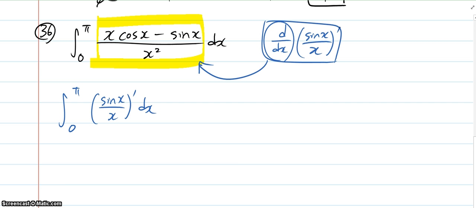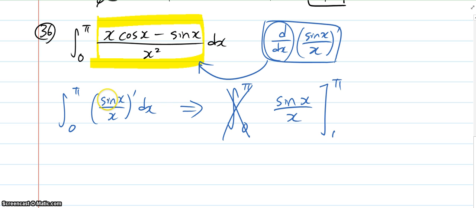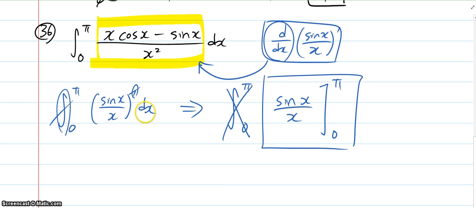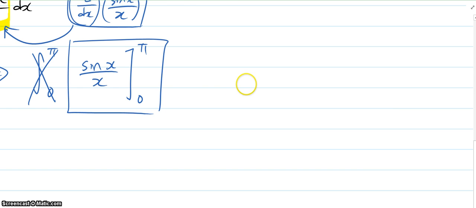As we know, integration is the opposite of derivative, differentiation. So this will equal sine x over x from 0 to pi, because the integral sign and derivative sign just cancel out, so they just end up in this form. So here now it's easy.